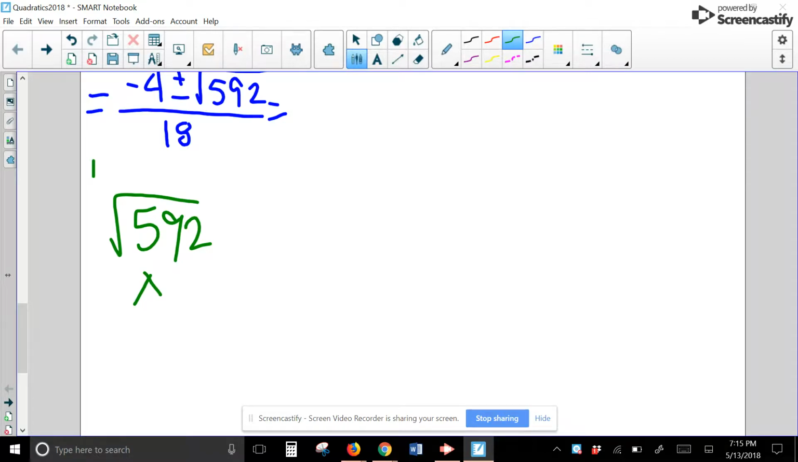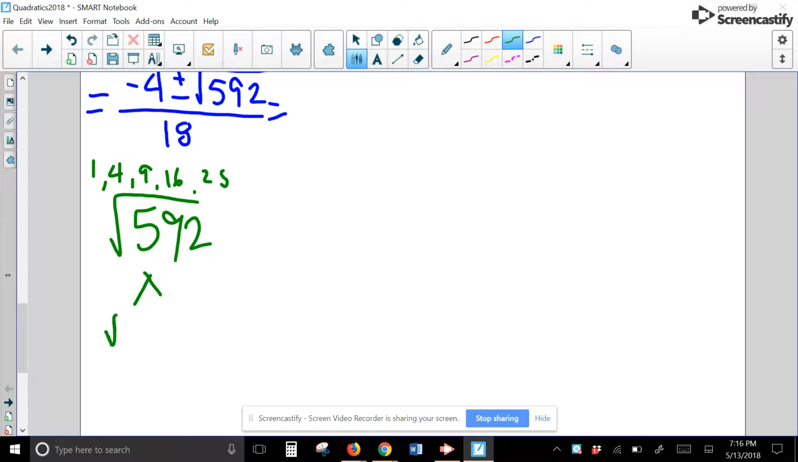Remember, start with a 1. Well, you can make your list of 1. Then 2 times 2 is 4. 3 times 3 is 9. 4 times 4 is 16. 5 times 5 is 25. You can make your list. Now remember, you want to find the biggest one that divides into 592 evenly.